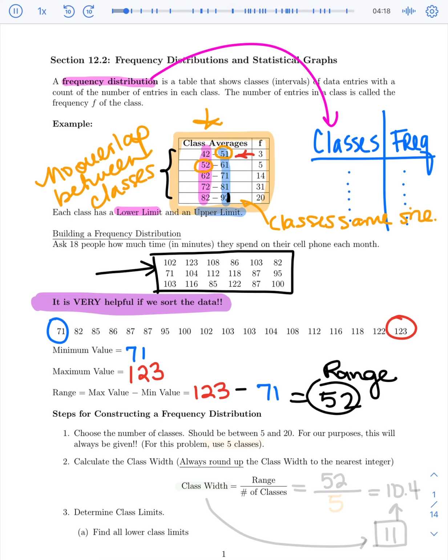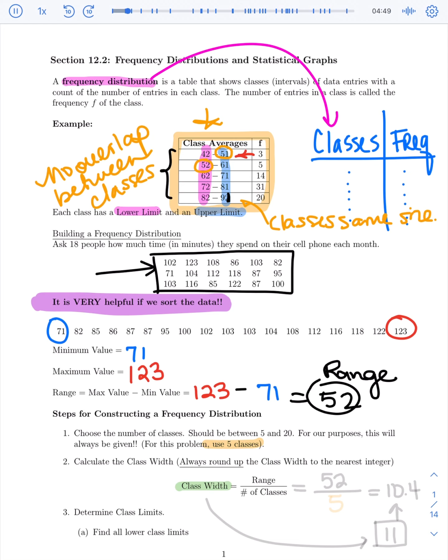Okay. Now, how do we actually make the classes? Well, first of all, somewhere in our problem, they have to tell us how many classes we're going to need. So they have to tell us to use 5 classes or 6 classes, something to that effect. Well, in this one, I'm going to go ahead and say, let's use 5, because that's pretty standard. So how am I going to figure out how many numbers go in each class? Well, we have something called the class width.